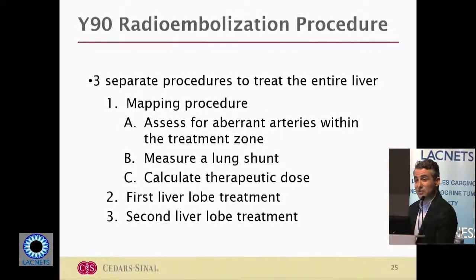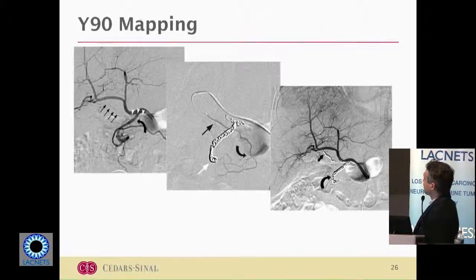After we do the mapping procedure, we'll calculate a dose, and we'll order the dose. It takes about a week to order the dose from the manufacturer. So we'll schedule the first treatment for a week after the mapping, a week or 2 weeks. We'll do 1 lobe typically, and then we'll do the next lobe 4 to 6 weeks later.